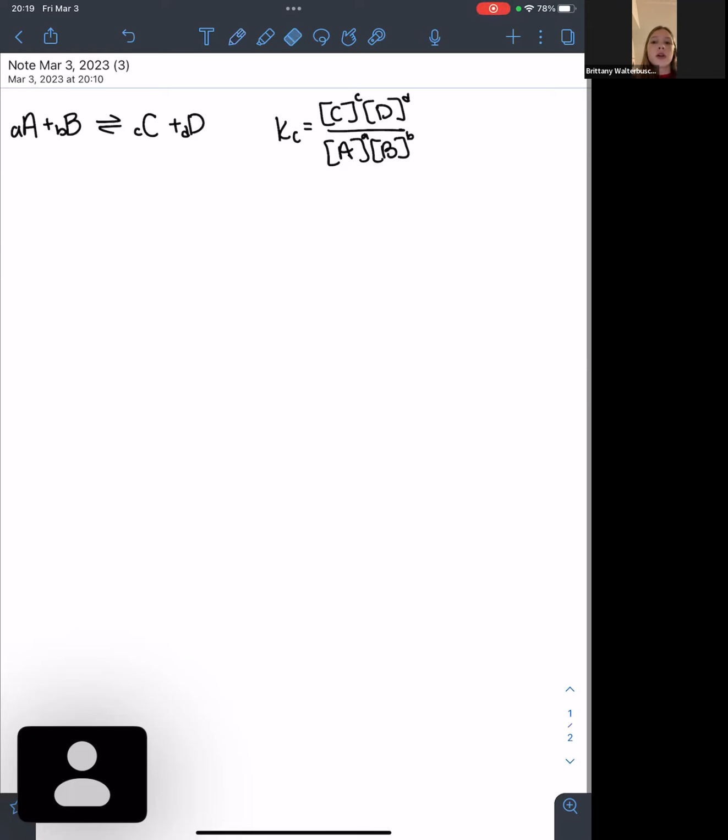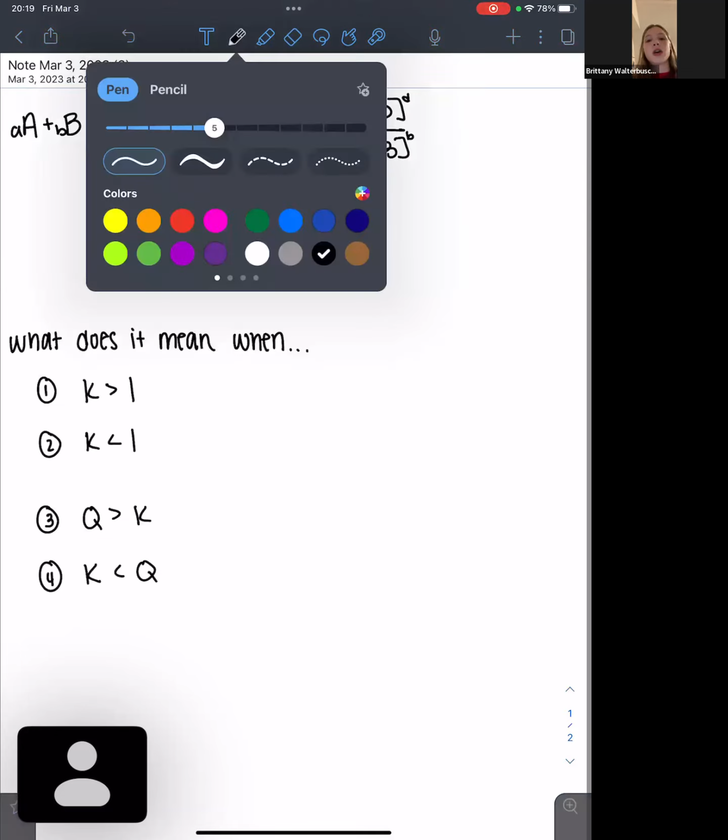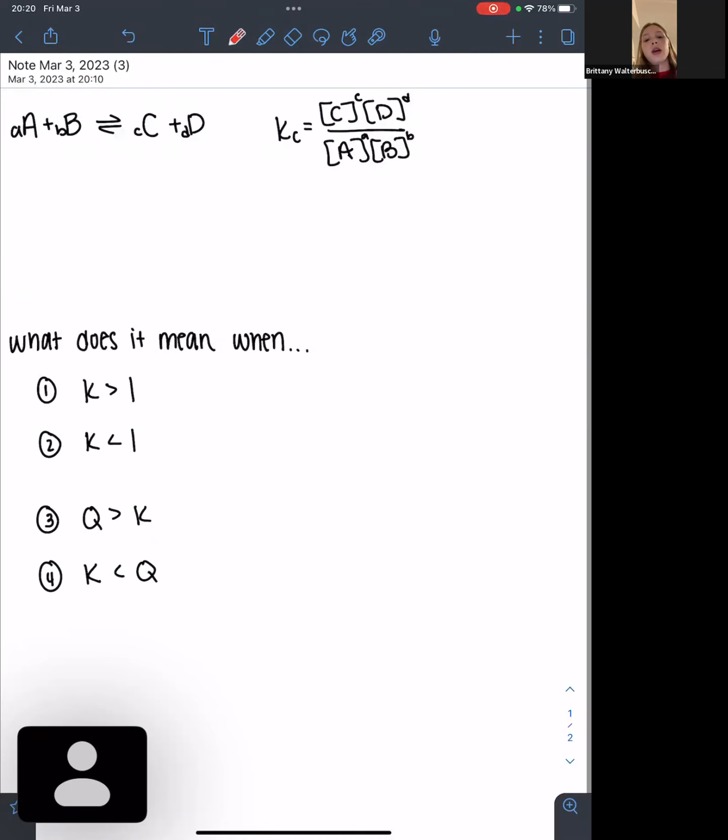So later on we'll get into Q, but first I wanted us to go through these 4 different scenarios. So first off, let's just stick to K, and then we'll go into what Q and the reaction quotient means. So starting off, what does it mean when K is greater than 1?